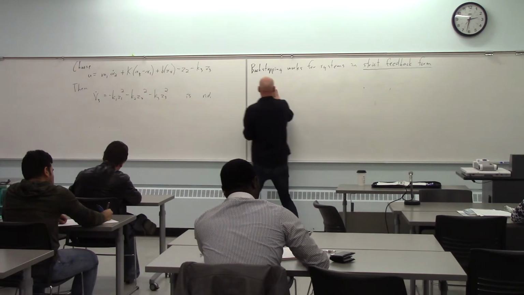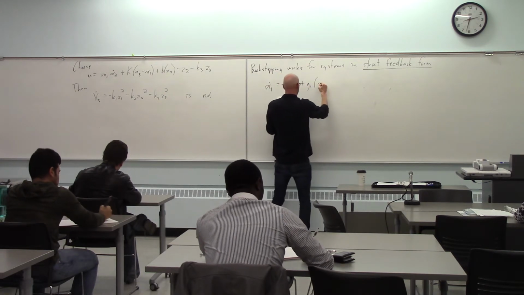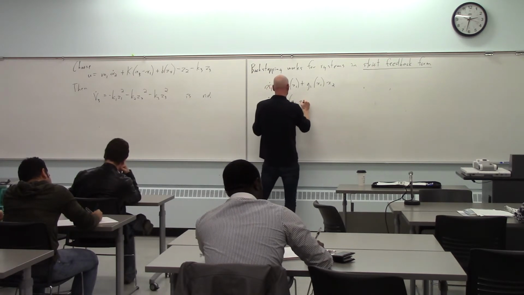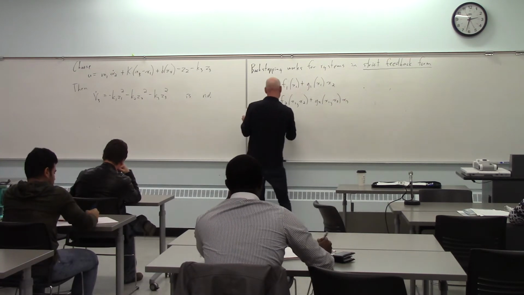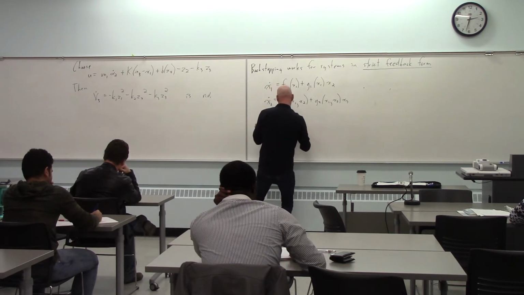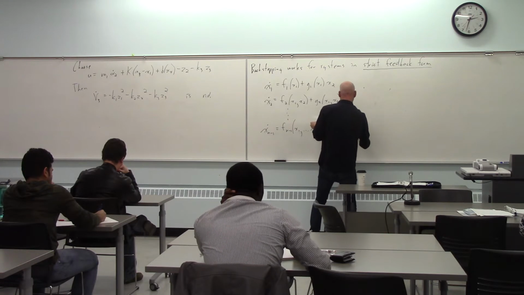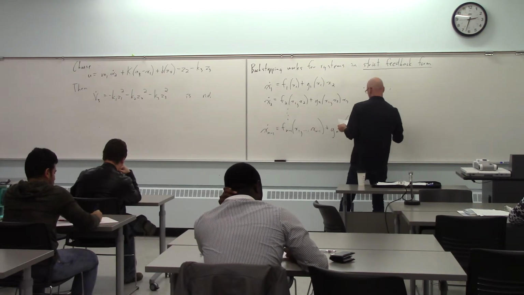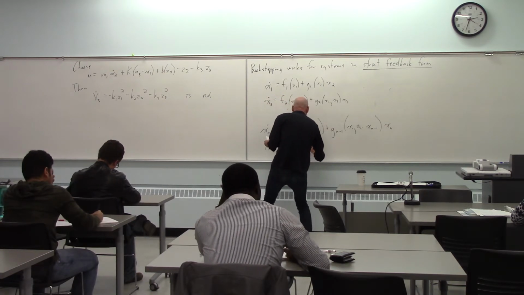So any form that's in the form of x1 dot equals f1 of x1 plus g1 of x1 x2, x2 dot equals f2 of x1 and x2 plus g2 of x1, x2, x3, all the way down to xn minus 1 dot equals f n minus 1, x1 all the way to xn minus 1 plus g n minus 1, x1 all the way up to xn minus 1 times xn, xn dot equals f of x plus g of x u.